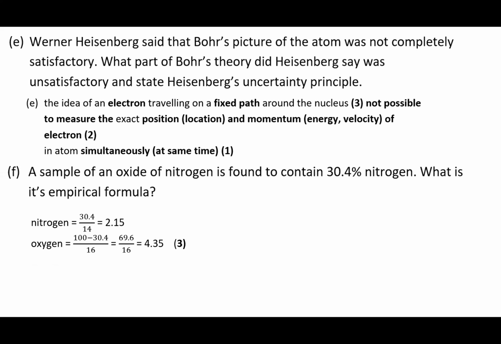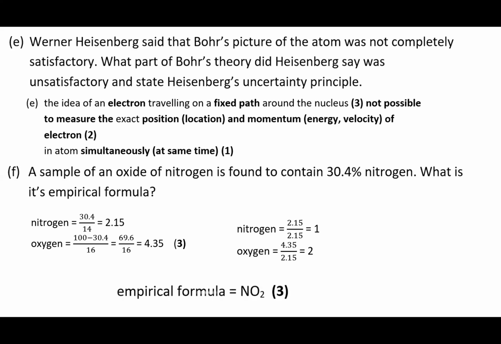And then you see your two answers there, 2.15 and 4.35. And you take the smallest answer, which is 2.15. You divide 2.15 by 2.15, you get 1. And then with the oxygen, 4.35 divided by 2.15, and you get 2. And that gives you your empirical formula, NO2.